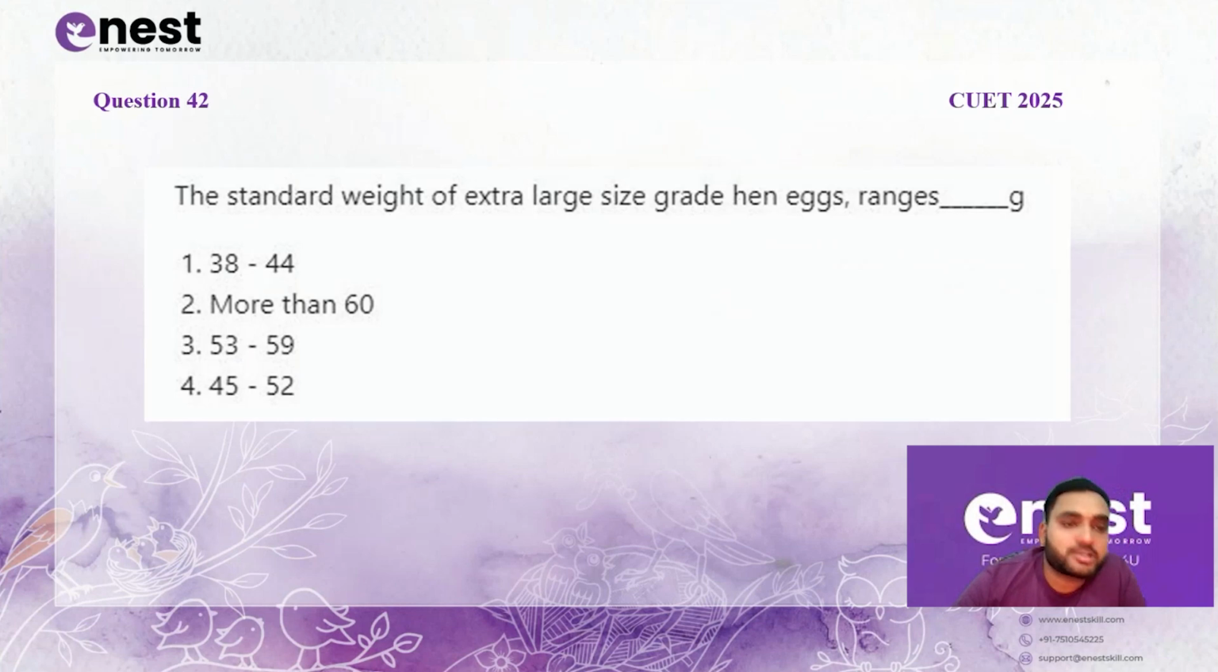Then let's get to the next question. Standard weight of extra large size hen grade eggs ranges in dash grams. Options are 38 to 44, more than 60, 53 to 59, and 45 to 52. When we talk about a normal size egg, it is roughly 50 to 60 grams. But if it is written extra large size, then it is more than 60 grams, because the bigger egg will contain more albumin, more yolk. That is why the option is more than 60 grams.